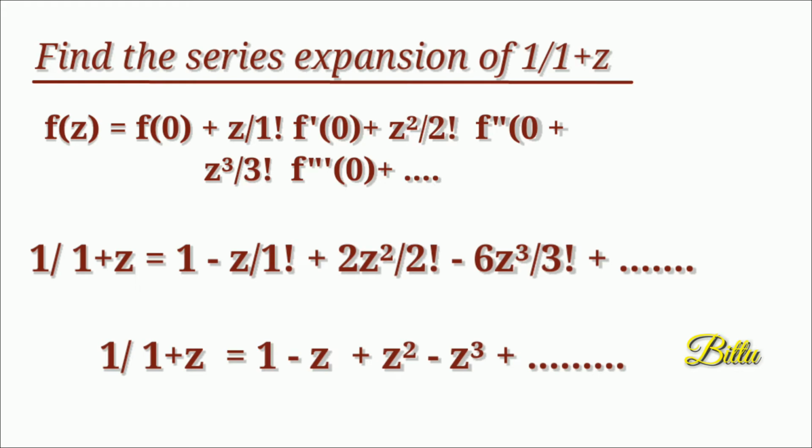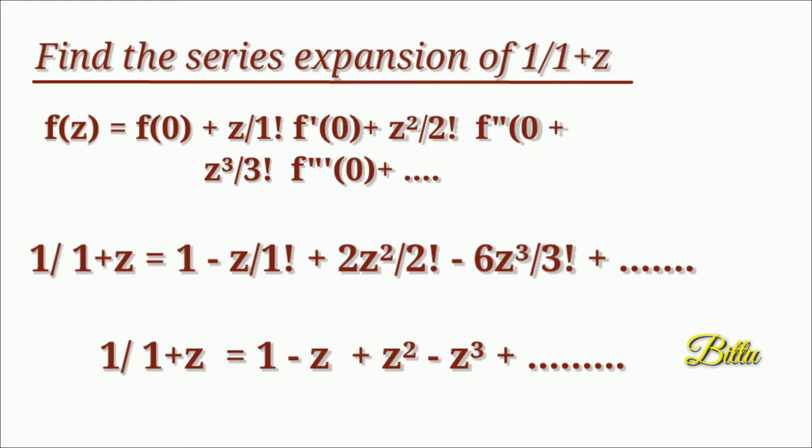So we rearrange the terms in the series in a beautiful manner. Here you see this third term, it is 2z square by 2 factorial, that is z square. Next fourth term, it is 6z cube by 3 factorial, 6 by 3 factorial, that is 1. So we can rewrite the term as minus z cube. Similarly, the next term will be plus z raised to 4, etc. So we have 1 by 1 plus z equal to 1 minus z plus z square minus z cube plus etc.